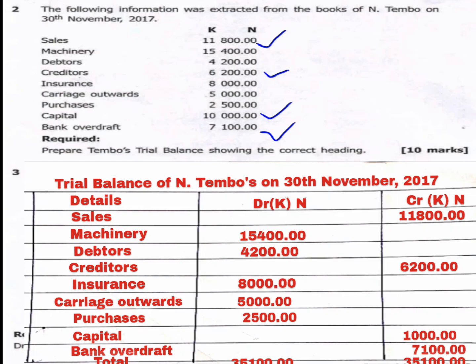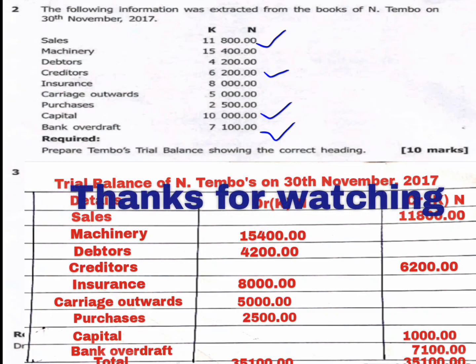If you find that the figures are different, which means your table is wrong, but they are going to mark you. They are going to mark you if you have entered some of the details.